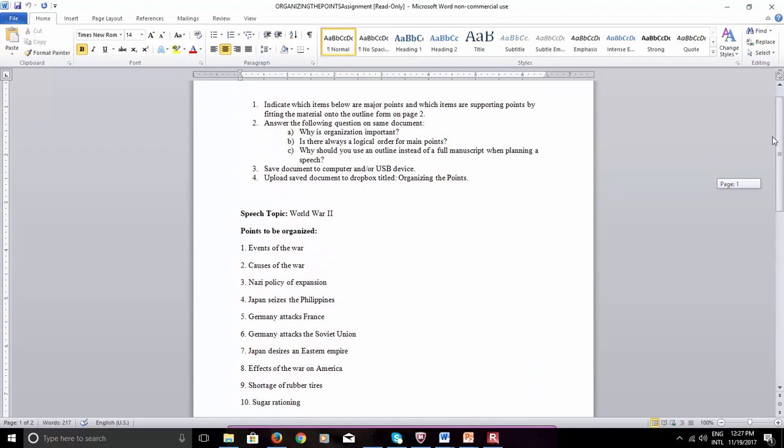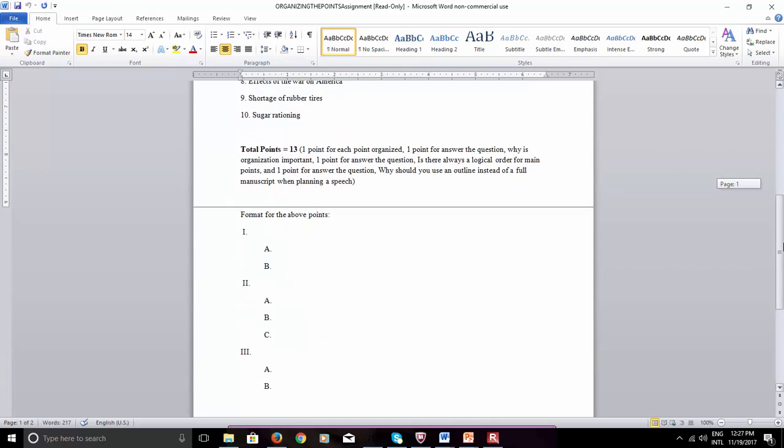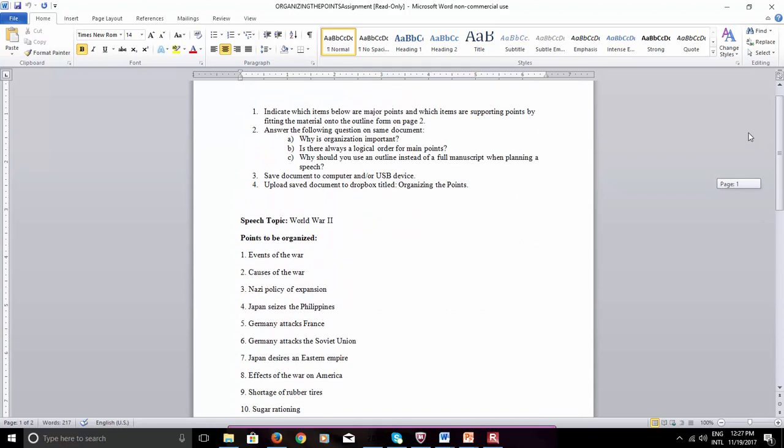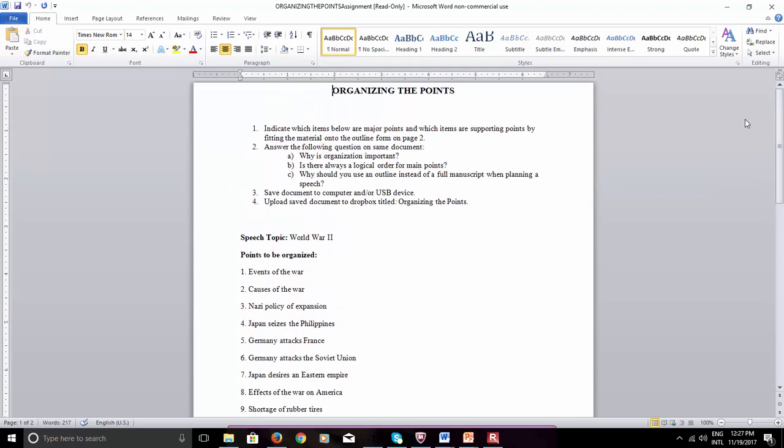Once you've completed that, right below where there's this extra space, I ask that you answer the following questions. Why is organization important? And this is all relating to organization and structure of outlines for speeches and presentations. Is there any logical order for main points? Why should you use an outline instead of a full manuscript when planning a speech?